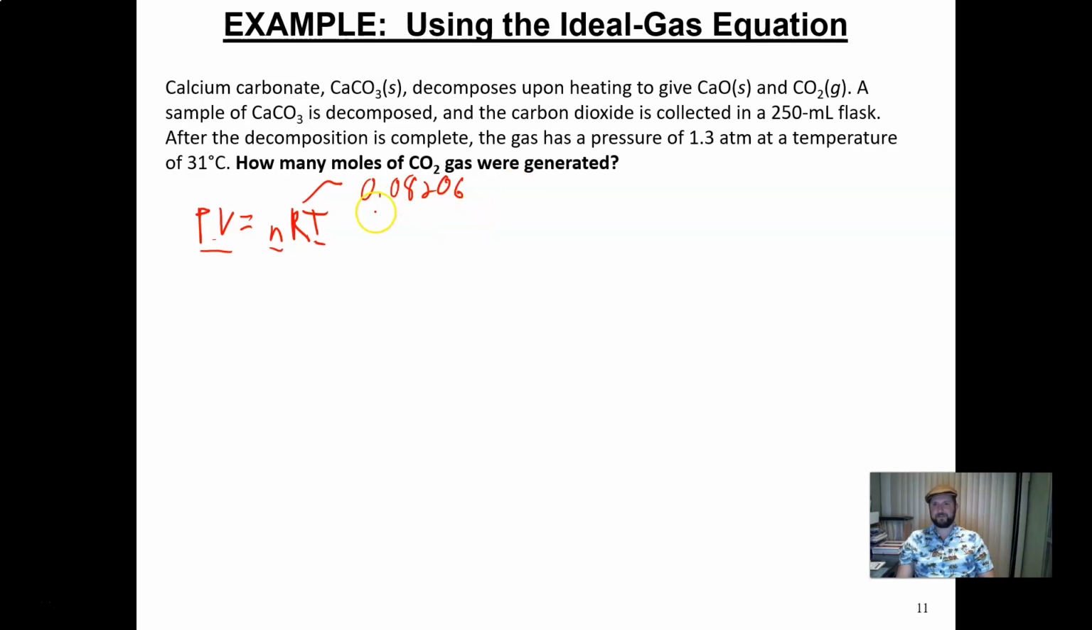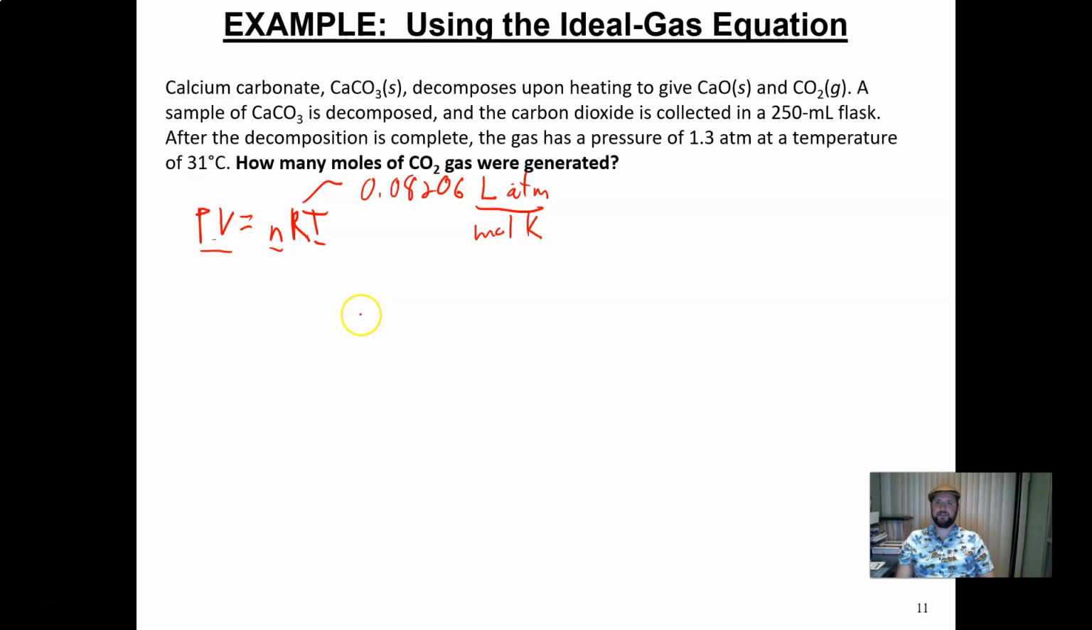0.08206. This was a value we saw on the previous video. This value has units of liters atmospheres per mole Kelvin. And so we have all of these units here. So guess what? If you're using these units in your ideal gas constant, those are the units you have to use for your variables in the rest of the equation.